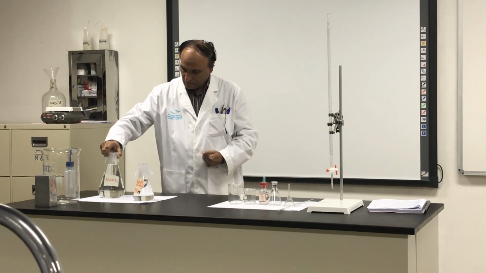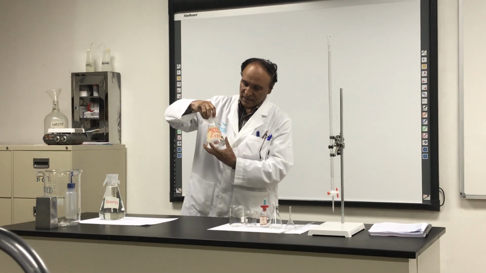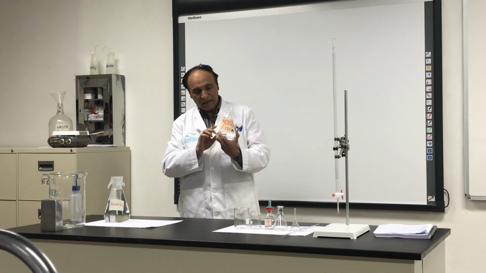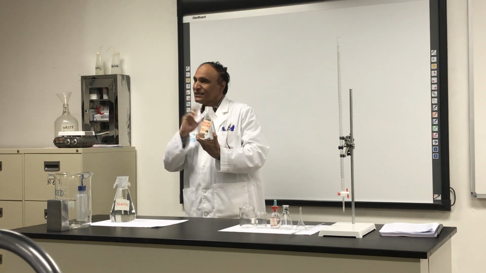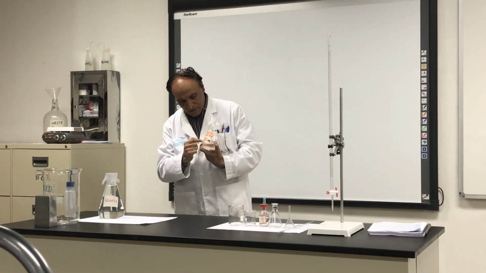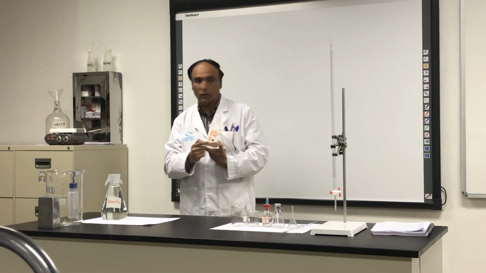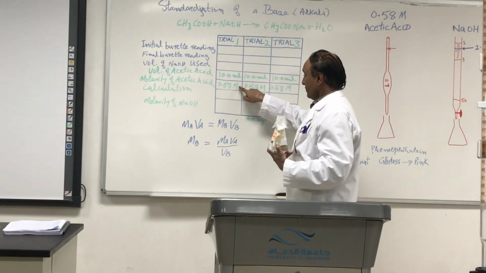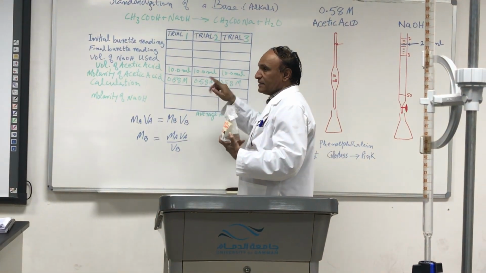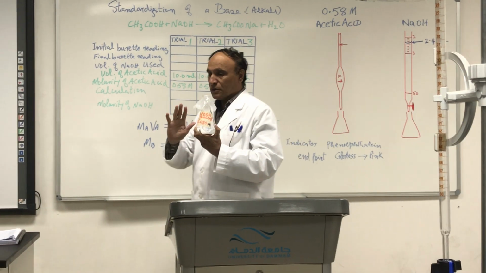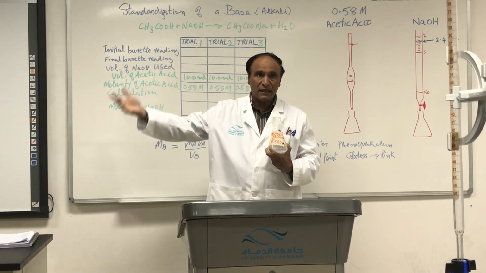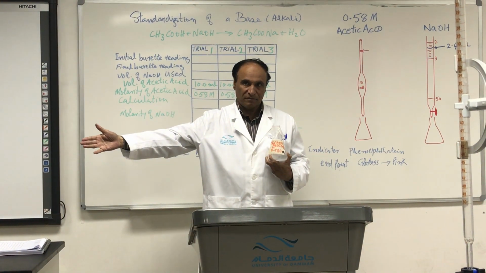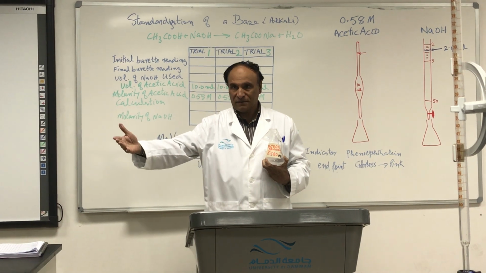So here is another solution, which is acetic acid, vinegar. And we know the concentration. The concentration is 0.58 molar. I have written over here, molarity of the acetic acid is 0.58. This we know. So I know one of them, the other I don't know. So we can find out the other. How? By doing the titration.